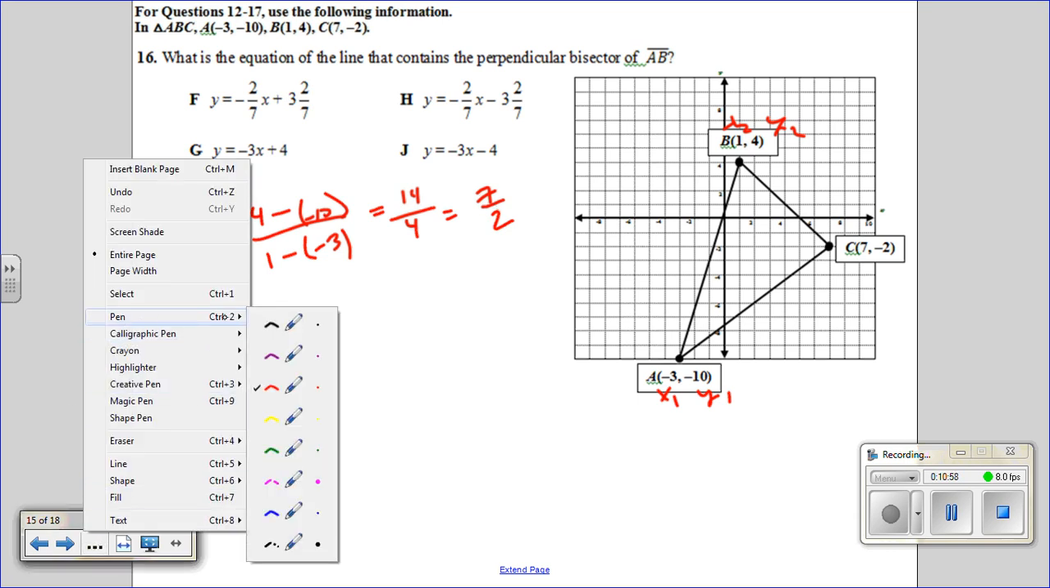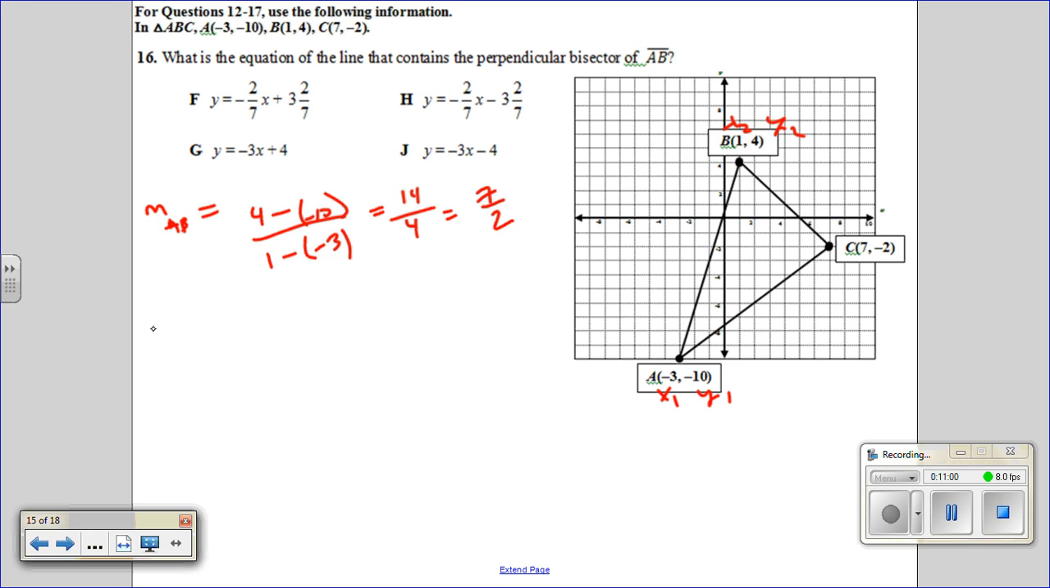To be perpendicular to AB, you would have to be opposite reciprocals. So you would have to change the sign and flip. So it'd have to be negative 2/7. So that means I can eliminate J and G.